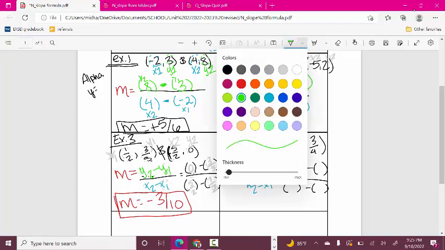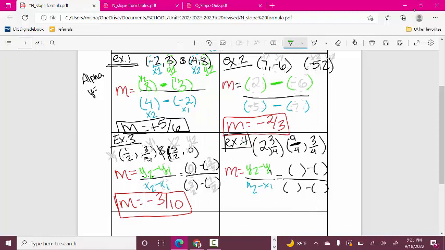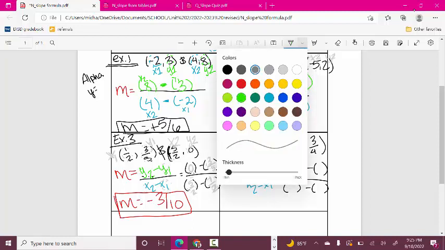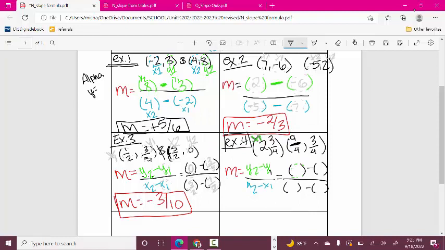This first set of parentheses in the numerator is in place of y2. So I need the y value from the second ordered pair. 2 is the x value from the first ordered pair. 3/4 is the y value from the first ordered pair. So 2 is x1 and 3/4 is y1. 9/4 is x2 because it's the x value from the second ordered pair, and 3/4 is y2 because it's the y value from the second ordered pair.